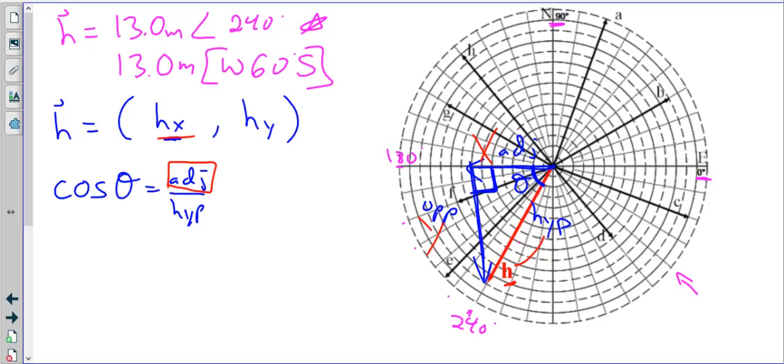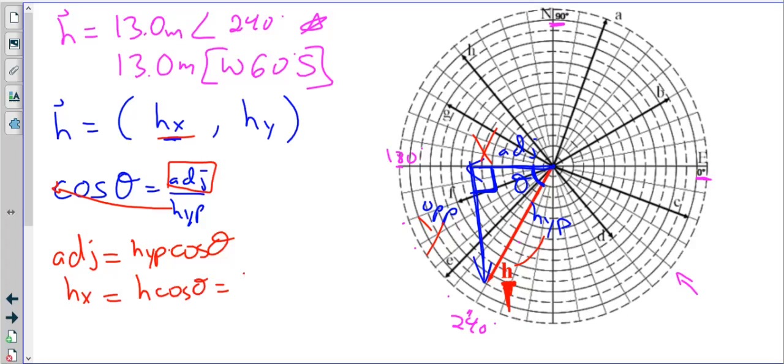If I rearrange this equation, you don't have to memorize this, but if I rearrange it, my adjacent side is going to be equal to, in other words, I'm bringing this guy up top, my hypotenuse times cos of whatever my angle is. So I'll write that down on the next line. My adjacent side is hx. This is how I normally write it in class. My hypotenuse is just h, not because h is for hypotenuse, but because I'm using h as my symbol, times cos of whatever my angle is. So in this case, I go 13.0 meters, multiplied by cosine of 240 degrees.